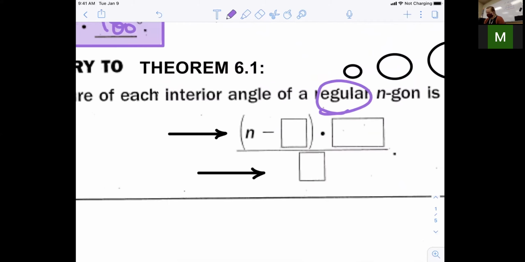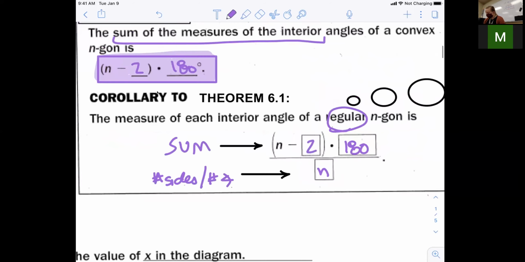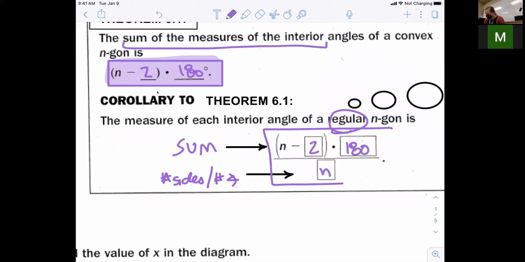Okay, I feel like I'm talking sometimes and nobody's listening. Okay. So I'm going to write n minus 2 times 180. That's my sum of all the interior angles. And I'm dividing it by how many angles I have, which is n. You can think of it as number of sides, or you can think of it as number of angles, whatever makes you happy. I am also going to square and highlight this because this is an important formula I'm going to keep using as well.